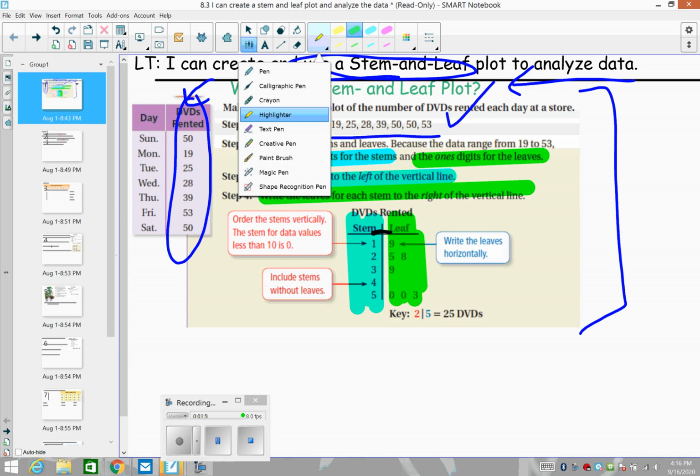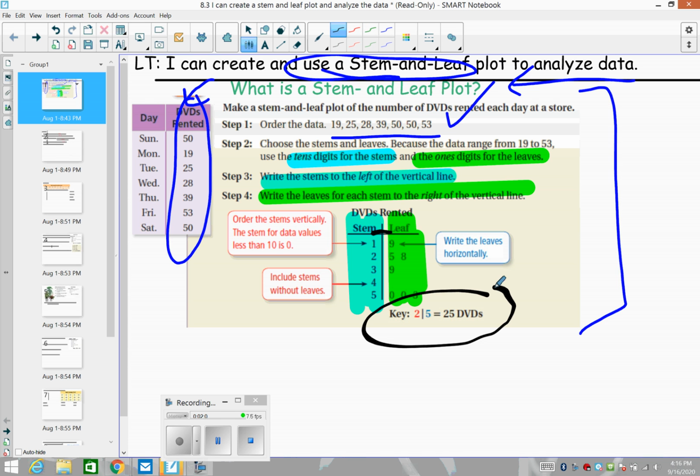You are also going to have to have a key because you want to tell your readers, what does that mean? Does it mean 25? Does it mean 2.5? Does it mean $2.50? There are always different scenarios for that. So in this case, it means 25 DVDs. So you need a title, you need a key, you need your stems, you need your leaves.